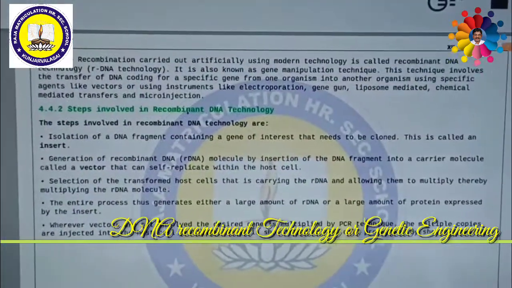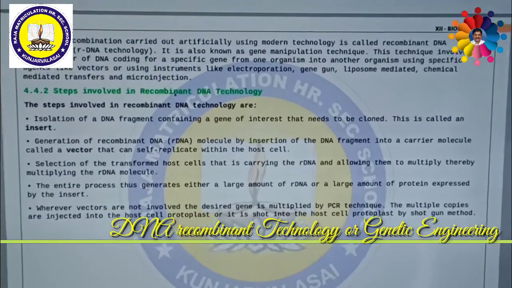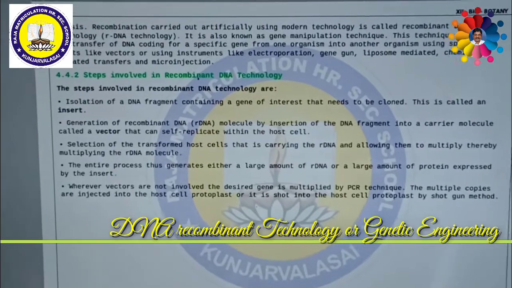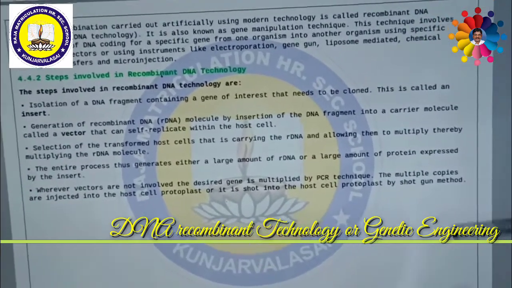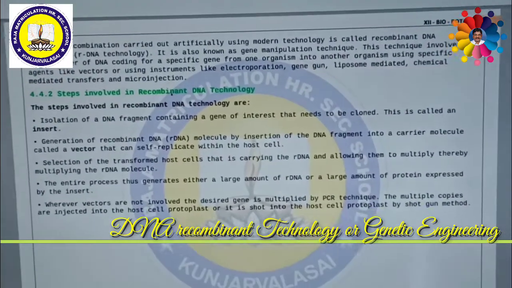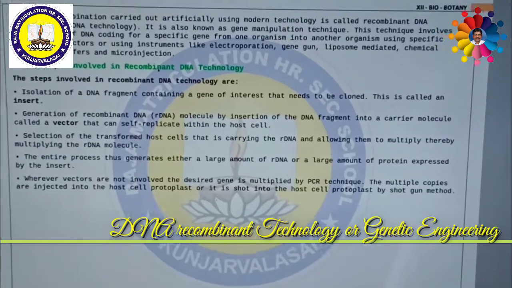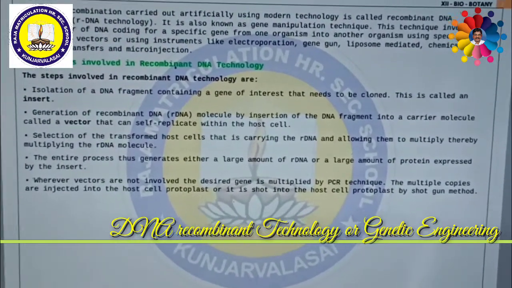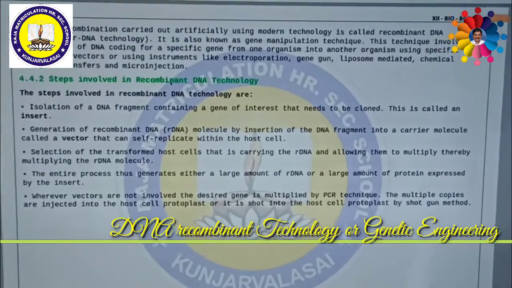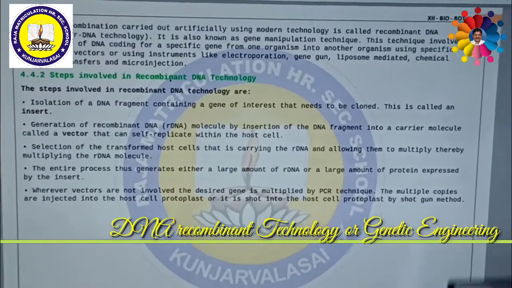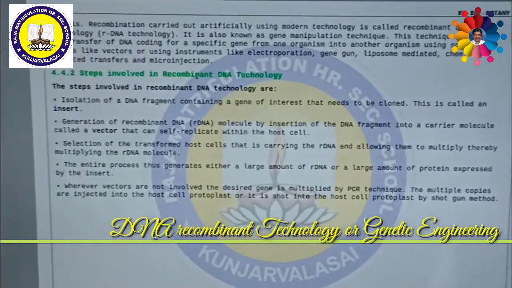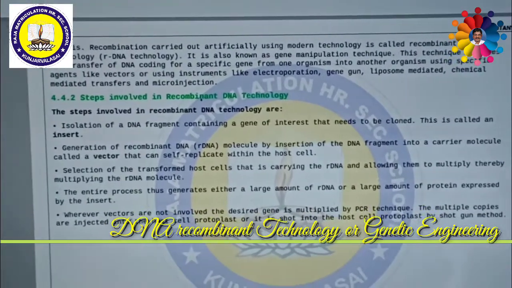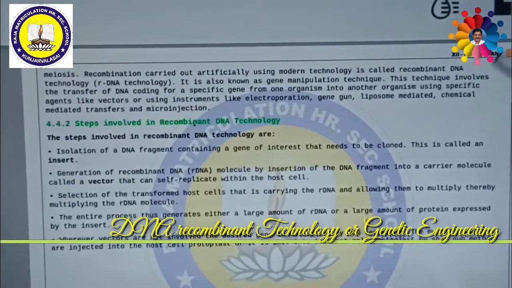So what are the methods? What are the steps involved? So far I have explained in detail. The steps I shall explain once again. The steps involved in recombinant DNA technology: the isolation of DNA fragments containing a gene of interest that needs to be cloned. After cloning it, this is called the insert. Then generation of recombinant DNA has to be done. So we have to make recombinant DNA.